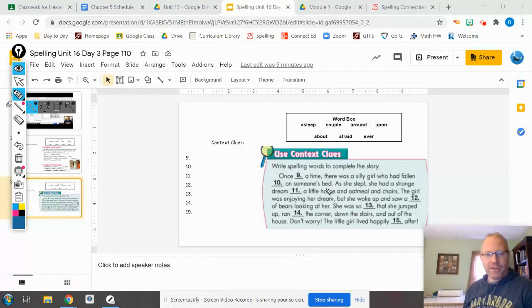So on someone's bed, what do you do on a bed? You fall asleep. So as you can see, we have been able to find the meaning of asleep just by looking at falling on someone's bed. What do you do when you fall on a bed? You fall asleep. So that's how you're going to answer those questions.